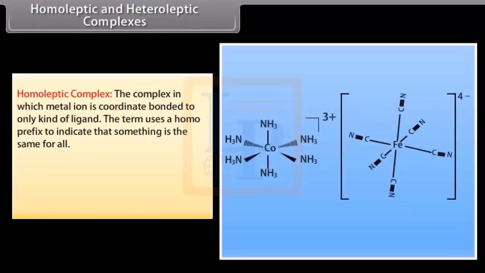Homoleptic and heteroleptic complexes. Homoleptic complex: the complex in which metal ion is coordinate bonded to only one kind of ligand. The term uses a homo prefix to indicate that something is the same for all. For example, [Co(NH3)6]3+ and [Fe(CN)6]4-.